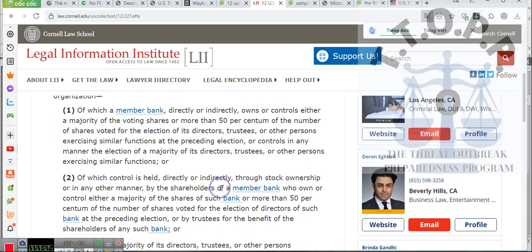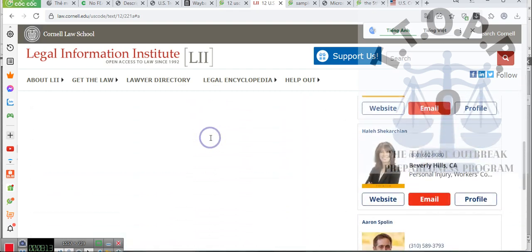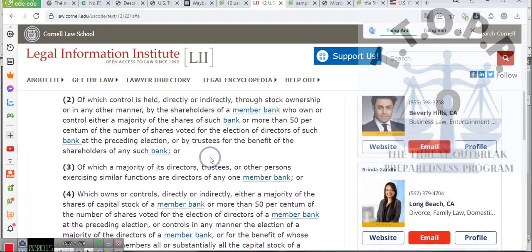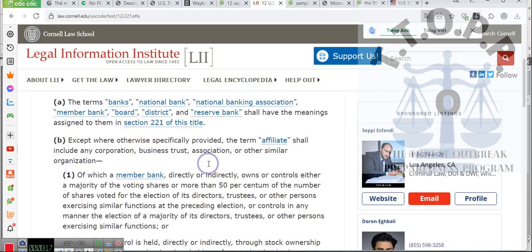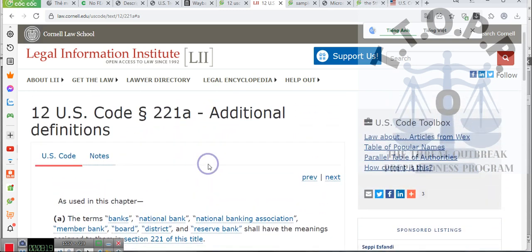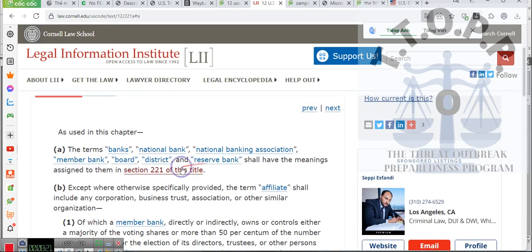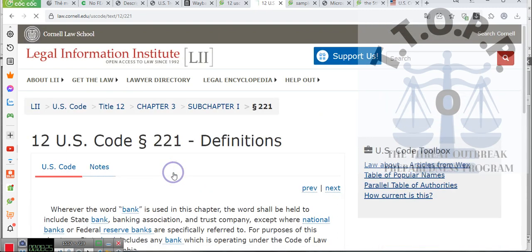Now, by the way, of which a member bank directly or indirectly owns or controls either a majority of the voting shares. Why do we need to know that? What you guys need to know is if you do the research on member banks, you will see that you are a non-member bank of the Federal Reserve. Okay, but we need to go here. So let's go here.